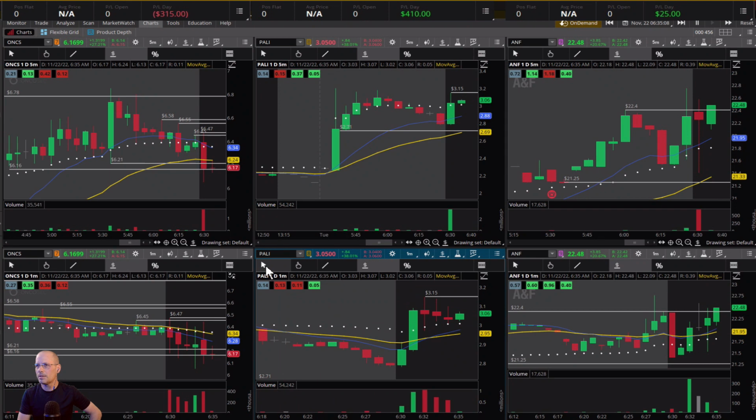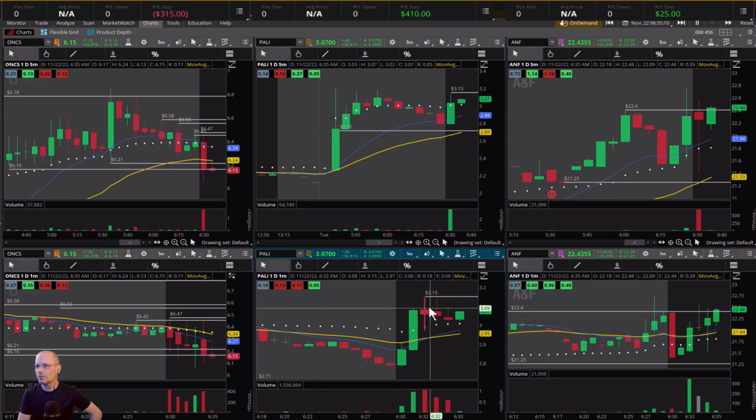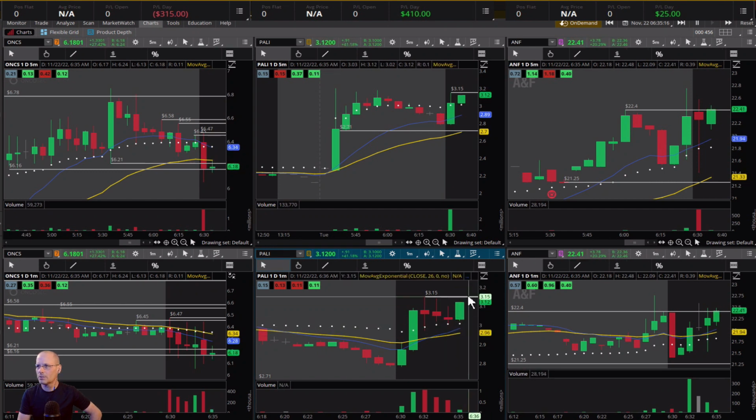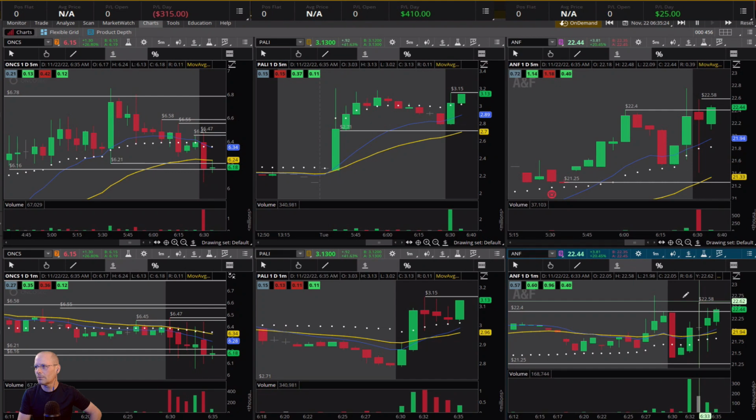Now, PALI looking good. We got a higher low, looking for a higher high. I'd be getting in it right now. Looking to sell as we break through the highs. This one here too, maybe I'd be getting into it. You have a high of day of 22.58. Here goes PALI. Do we get the break?